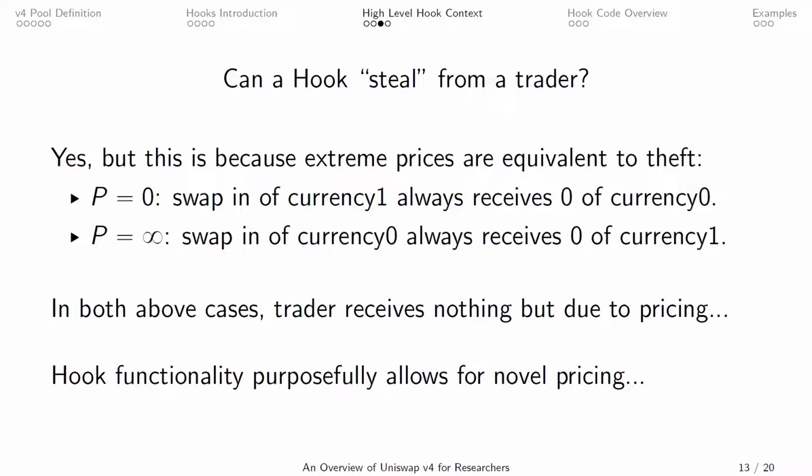How much Ether do you get for your USDC if the price is infinite? You get nothing, right? So in principle, if you want to allow for totally arbitrary pricing, you basically have to allow for situations where the user isn't actually getting very much for their swap. And this introduces another complexity, which I think Uniswap will have to deal with in terms of their router and incorporating all of these pools.